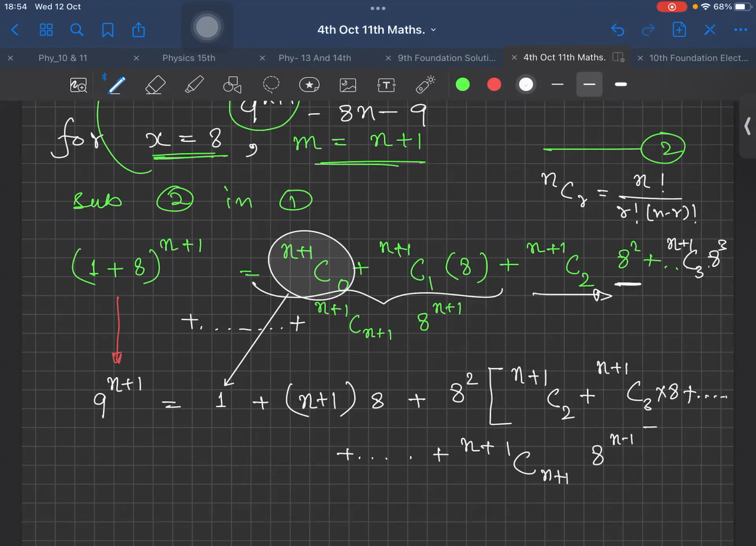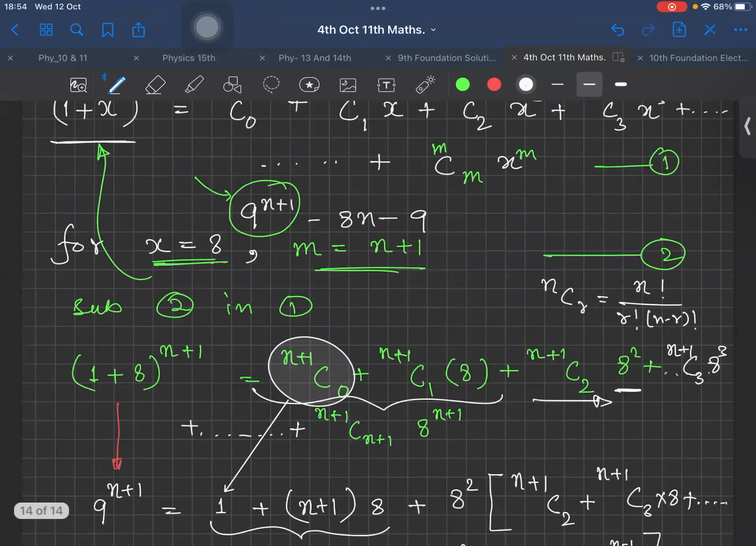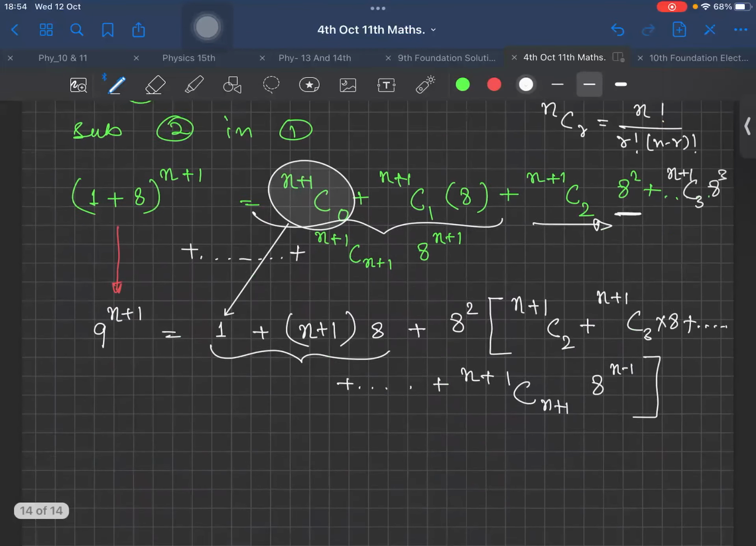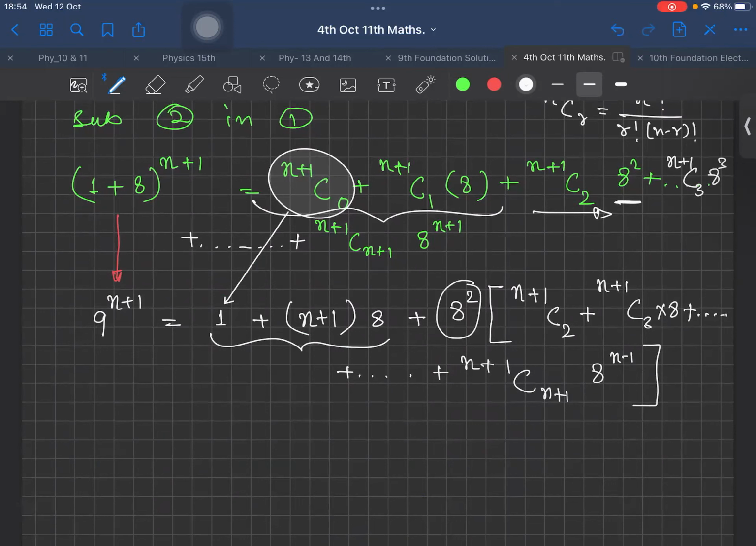Because you are taking 8 square common, right? So these terms will be in common. Why have we written it like that? Because we needed only this much to prove, because we need to prove it is a multiple of 8 square, that is 64. So let's write it again.